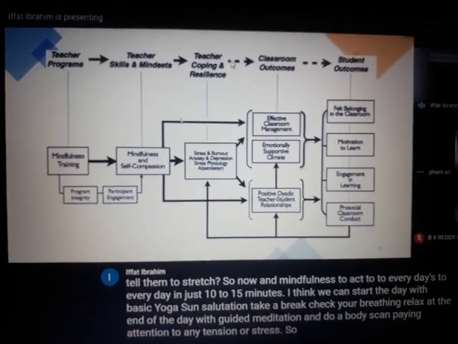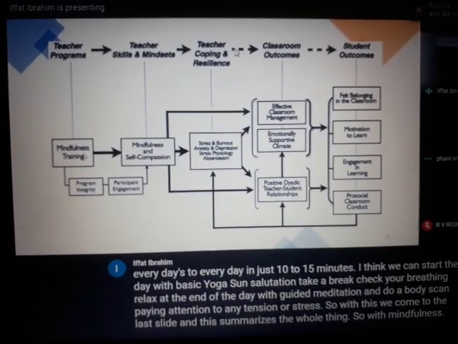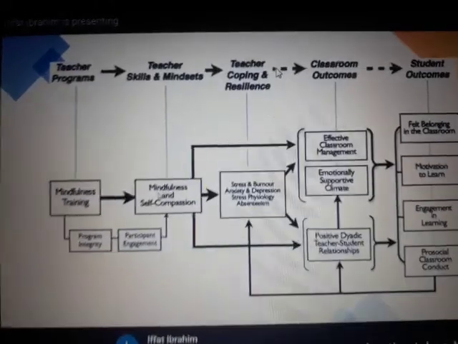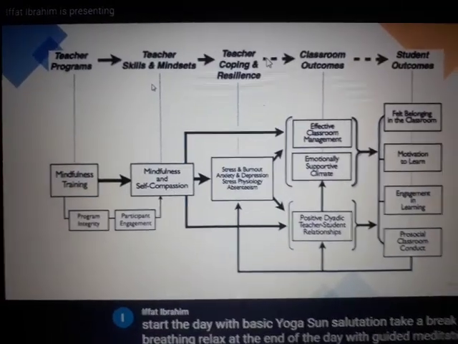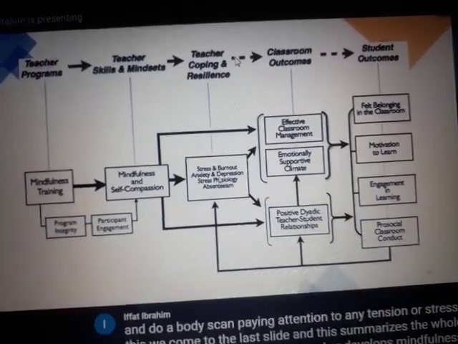So with this, we come to the last slide, and this summarizes the whole thing. With mindfulness training, the teacher develops mindfulness and self-compassion. It could be a teacher, it could be the student. They learn to cope and become resilient.